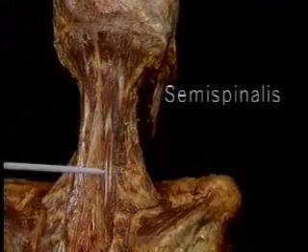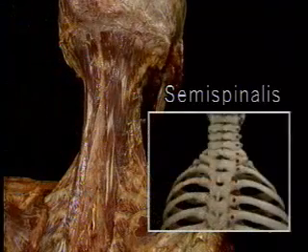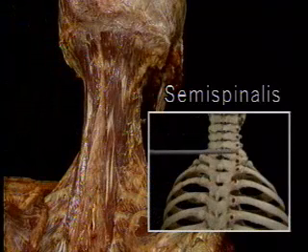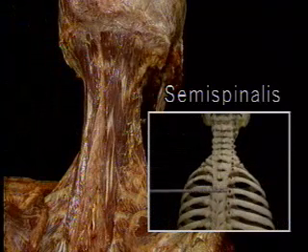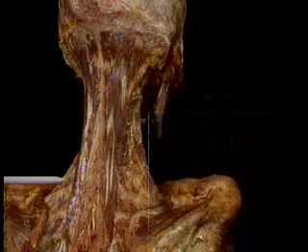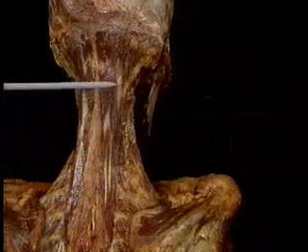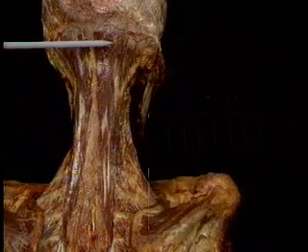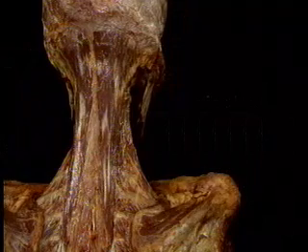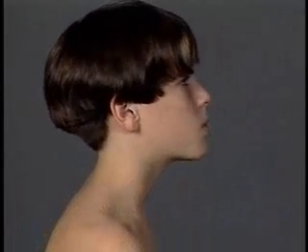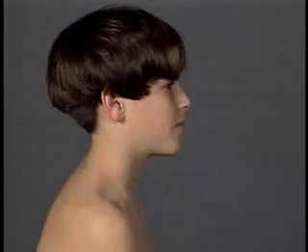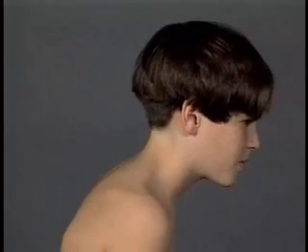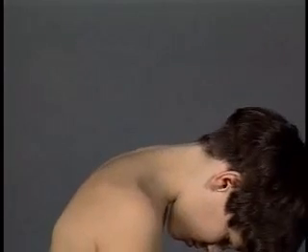Here's semispinalis. It arises by many tendons of origin from the articular processes of C4 to C7 and from the transverse processes of T1 to T6. Semispinalis runs almost vertically to insert here on the occiput, just behind the two rectus muscles. The action of semispinalis is to extend the head. In addition, when we're upright or leaning forward, the tonic action of semispinalis prevents gravity from flexing the head.